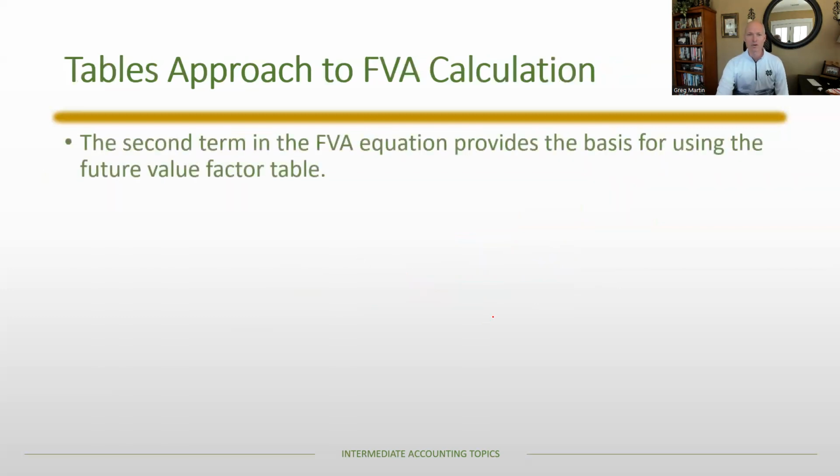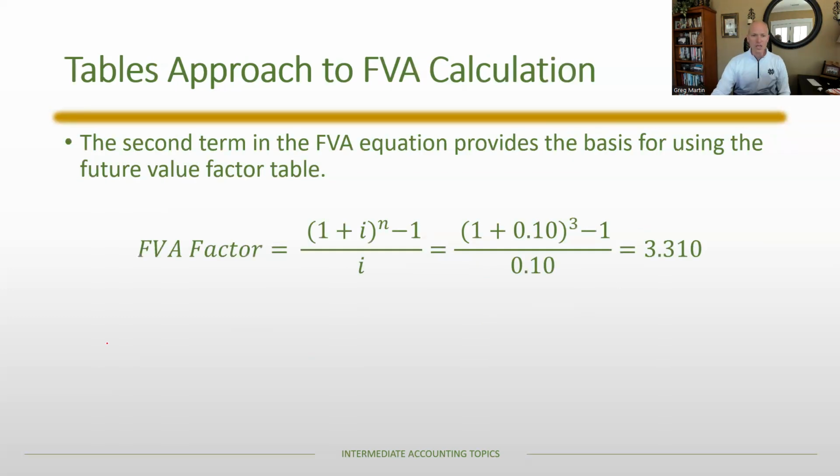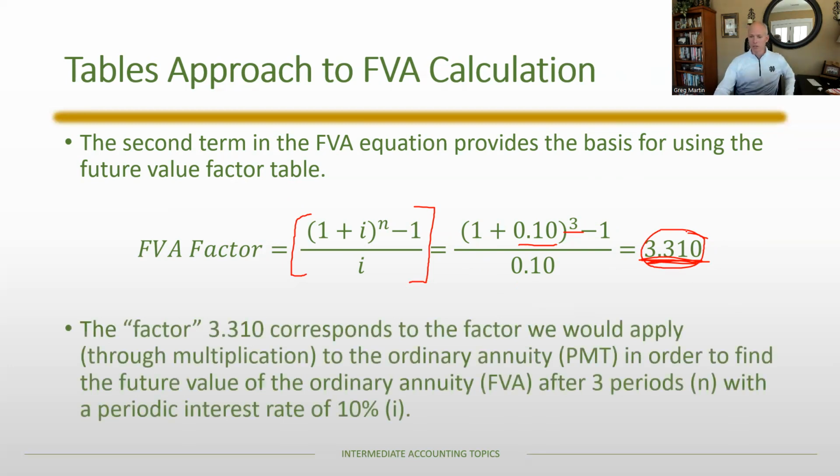And so now as we fast forward to the tables approach, again, we're taking that general form, and that second term is the FVA factor. We apply it to our situation, and we can see that the factor should be 3.310. Given an interest rate of 10% and an N of 3, if we're looking for the future value of an ordinary annuity, this is the factor that we should observe.